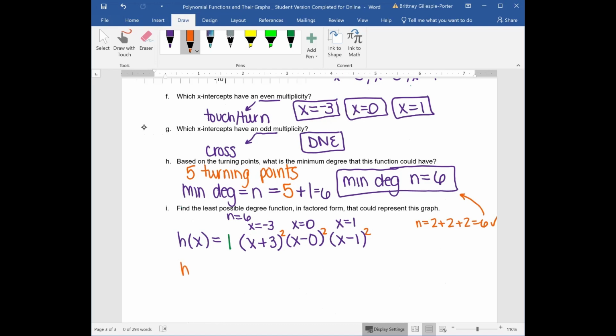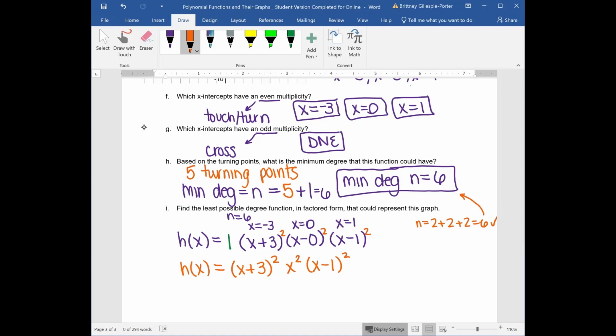Let's go ahead and make this look a little bit nicer because we have all the information we need. So we're going to have h of x is equal to, I don't have to put the 1 since we're multiplying by a positive 1, but you can if you want. (x plus 3) quantity squared. x minus 0 is just x squared. And then we have (x minus 1) squared.